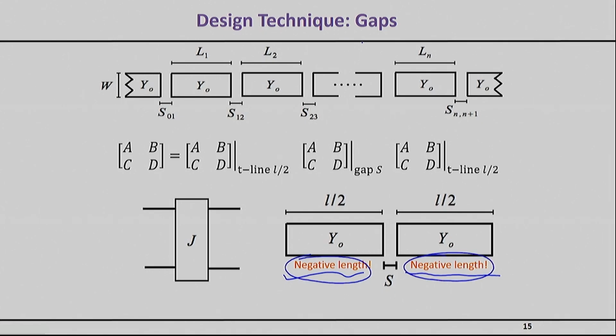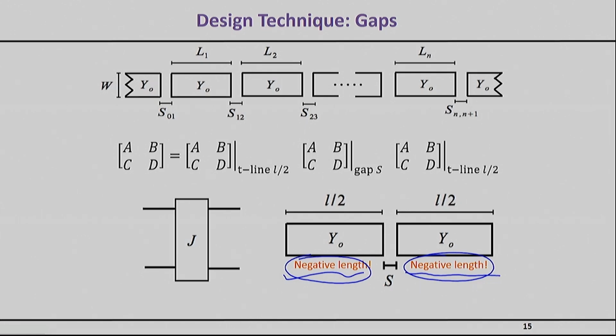In fact, you may go back in your notes and recall that we did discuss some implementations of J sections, of coupling sections, where essentially we needed negative transmission line lengths. That's exactly the case here. We need the negative transmission line length to the left and to the right of the gap.